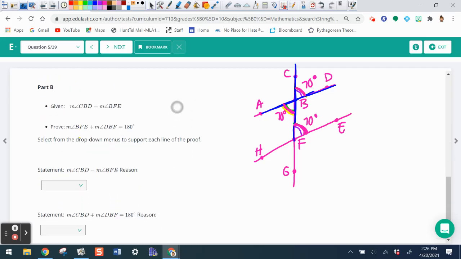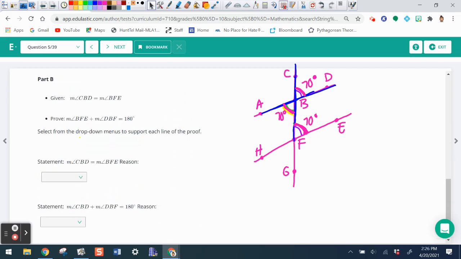Looks like we have another proof here. So let me see if I can clean up our diagram just a little bit without having to redraw it, to save a little time. Redraw that B in just a second.